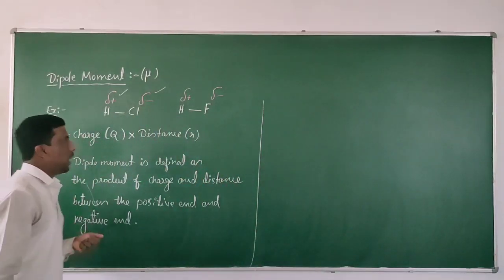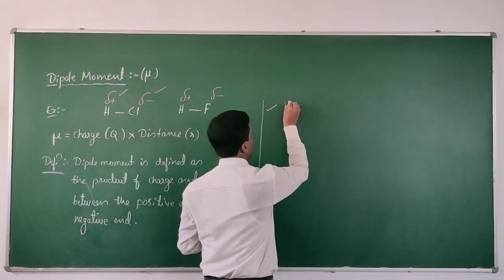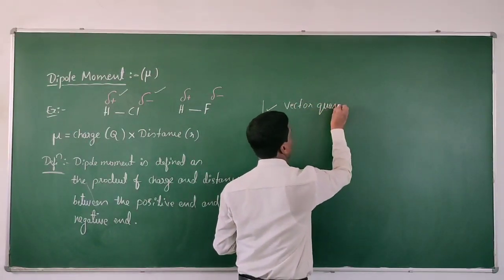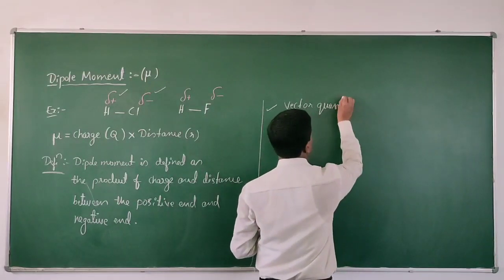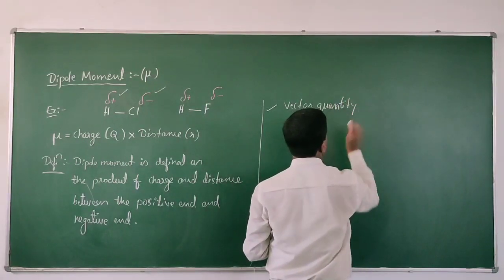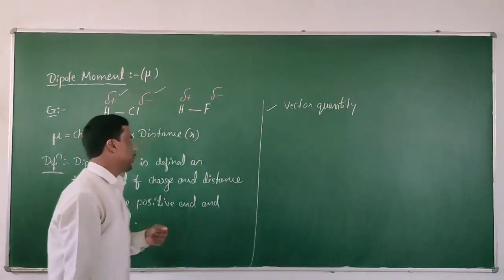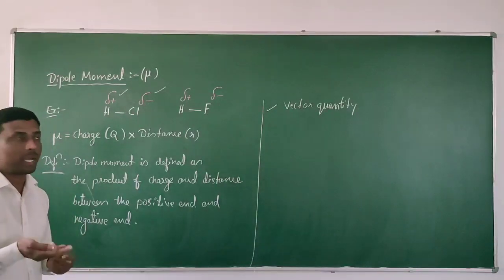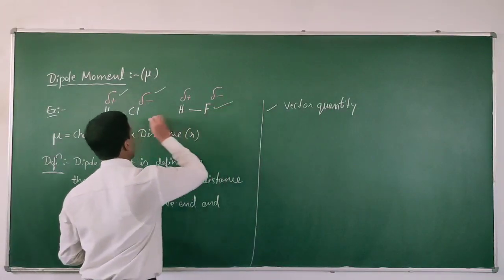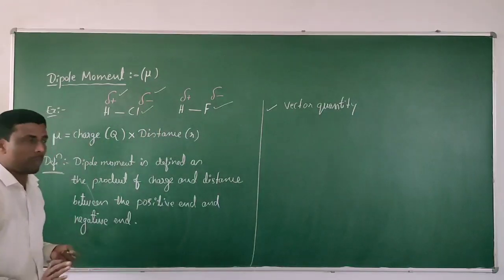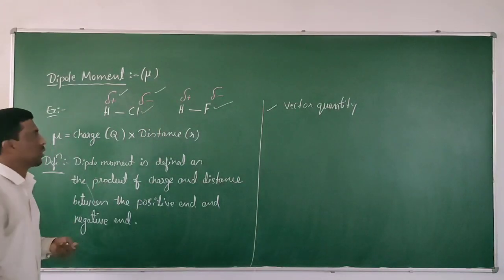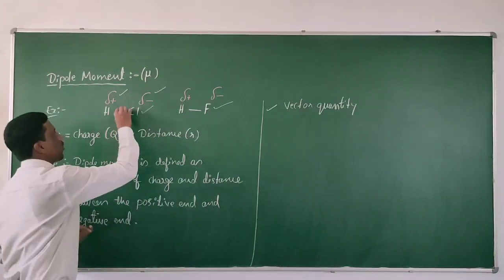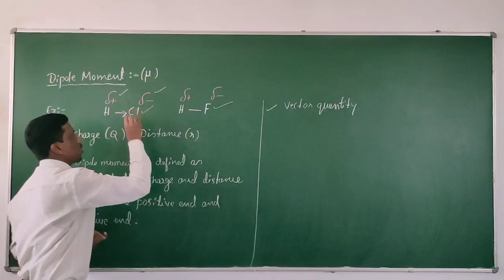This dipole moment is a vector quantity. Why is it a vector quantity? Because it is having magnitude and it is having direction. Direction of electron movement means dipole moment is always towards the more electronegative element.